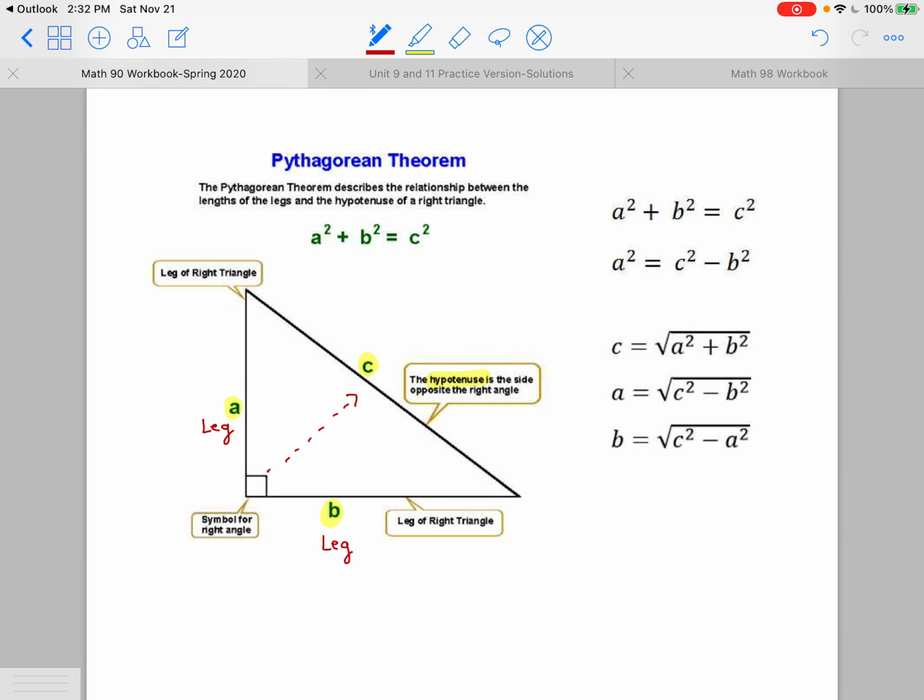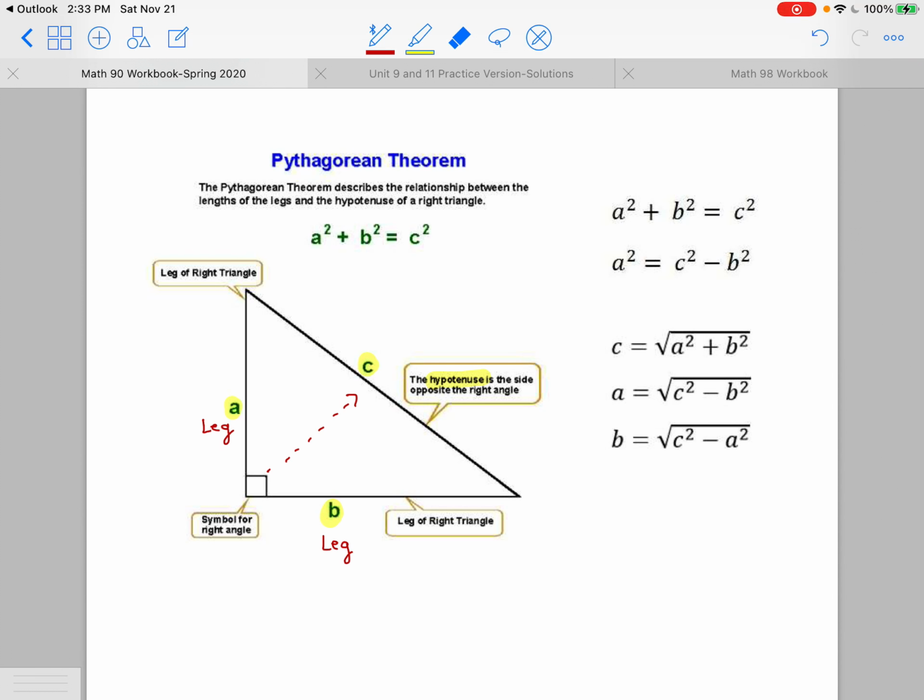A and B. And you know what? We can move A and B to either side. I could have called this side B and this side A. It doesn't matter. The legs can be labeled in either place, but the hypotenuse is definitely the longest side. We cannot label C in any other place.